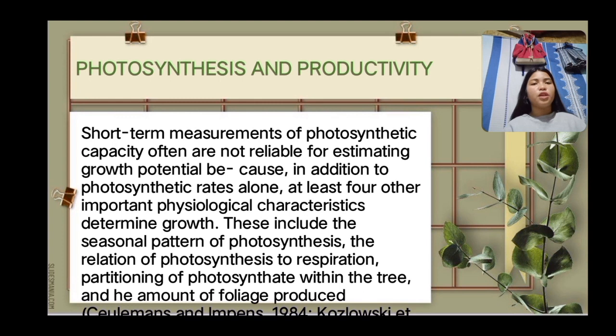So the next one is the relation of photosynthesis to respiration. What is respiration? Respiration is the process of converting sugars to energy and involves taking in oxygen and releasing carbon dioxide. So respiration is the exchange of oxygen and carbon dioxide. Kabaliktaran siya sa photosynthesis. Imbis na carbon dioxide ang ginapasulod nila, oxygen ang ginapasulod nila.